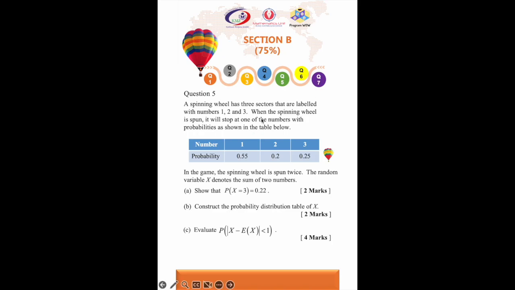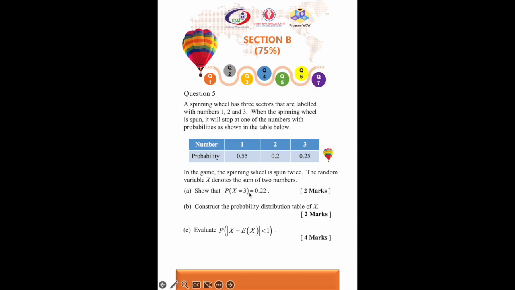But now, the question says that the spinning wheel will stop at each of the numbers with the probabilities as shown. So these probabilities add up to 1. But now, our random variable x denotes the sum of the two numbers, meaning when the wheel is spun twice, we need to add both numbers, okay? Then x is now the sum of the two numbers.